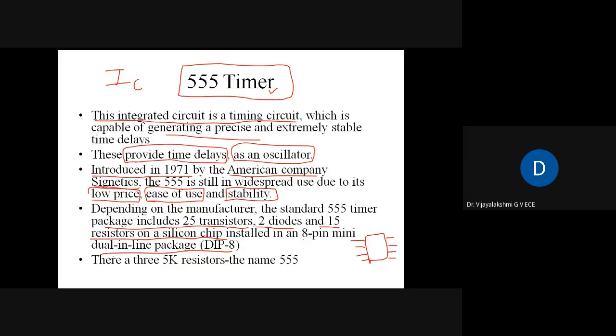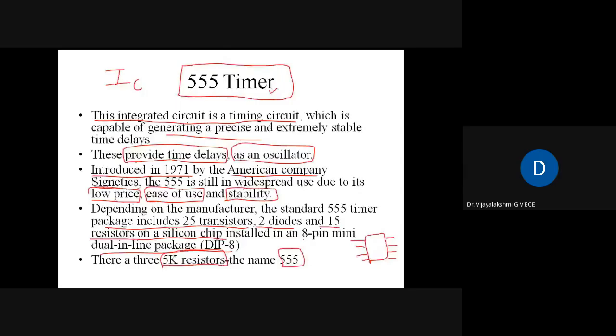Coming to why it is called the 555 timer, there is some reason for it. The reason is this IC has three 5 kilo ohm resistors in it. That's why it has been named 555, after these 5K resistors. That's all.